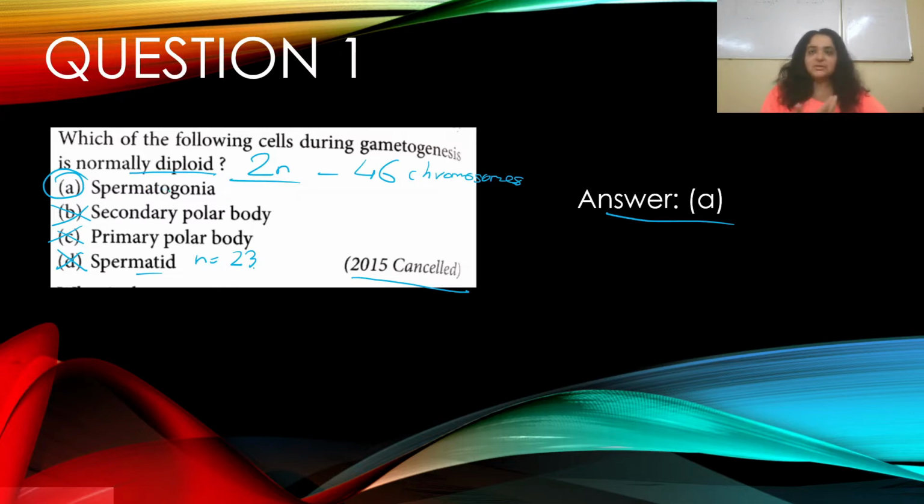So meiosis 1 and meiosis 2 participate in the formation of germ cells. When fertilization happens, there's a male sex cell and a female sex cell. They combine and form the 46 chromosome number, which eventually forms into a human being, right? So spermatogonia has 46 chromosomes, which is equal to 2n. It's known as a diploid cell.